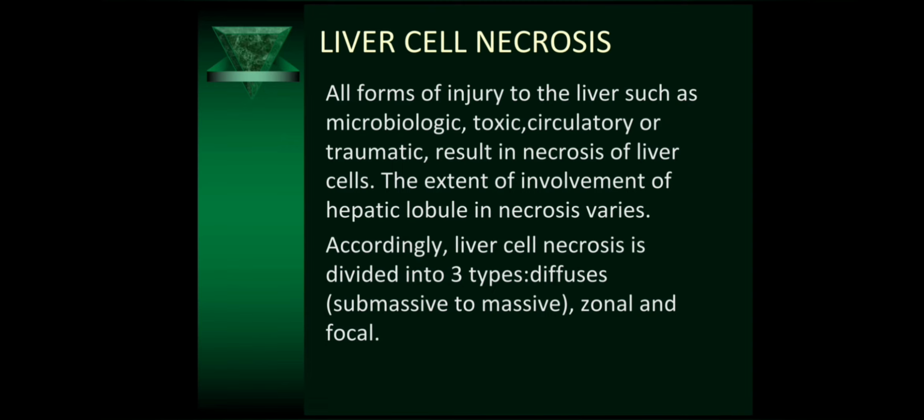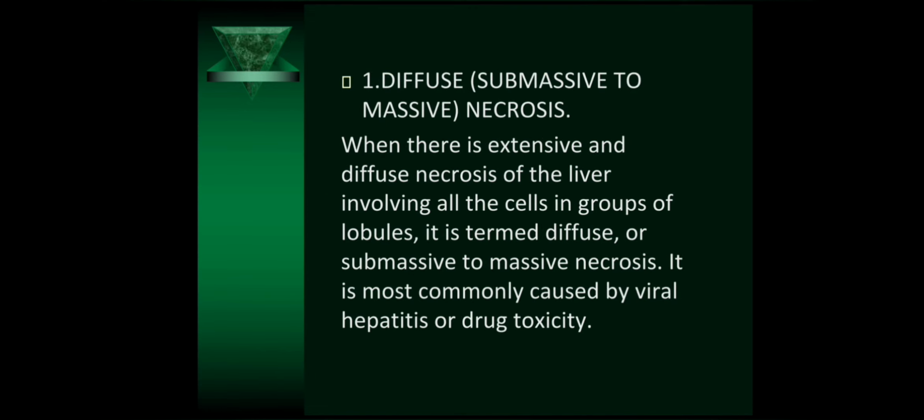Coming to the liver cell necrosis. Now the question can be asked, patterns of liver cell injury or patterns of liver cell necrosis. So this is the answer for this. All forms of injury to the liver, such as the microbiological, toxic, circulatory or traumatic, result in necrosis of the liver cells. The extent of involvement of hepatic lobules in the necrosis will vary. Accordingly, liver cell necrosis is divided into three types, which is diffuse, which is also called as submassive or massive necrosis. Then there is zonal necrosis, and then there is focal necrosis.